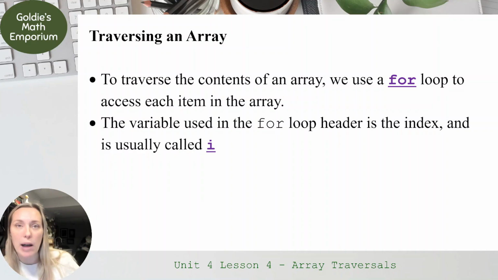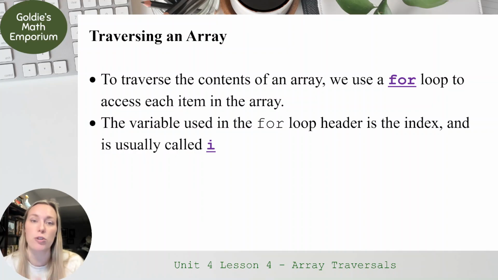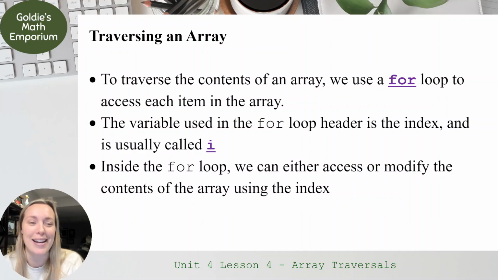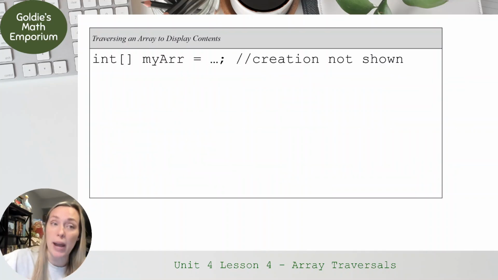You can use a while loop. There are ways to use a while loop. We'll learn about the for each loop, but the normal for loop is really the go-to way because of that index in the header. Usually it's called i, but remember that your variables can be called whatever you want, okay? Inside the for loop, we use that variable i that represents the index of each of our arrays to either access or modify the contents of the array.